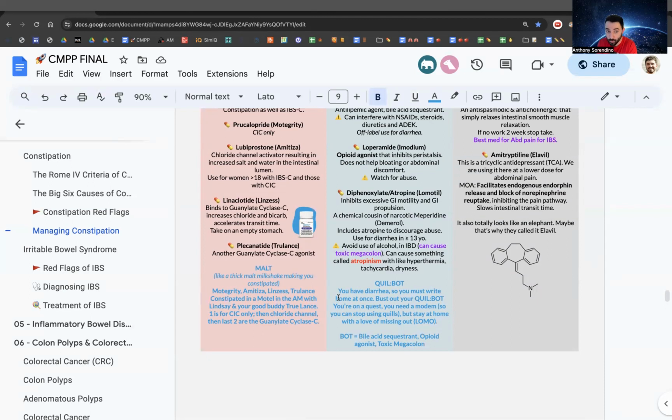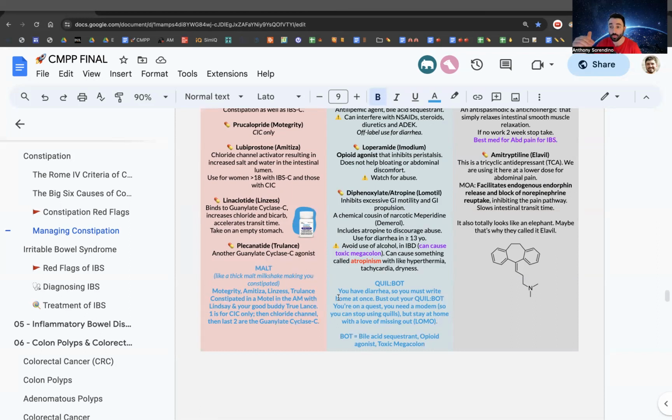AM in the morning is going to be Amitiza. Lindsay is going to be Linzess. And then Trulance, your good buddy Trulance, is Trulance. Just remember, those are ordered in a very specific order. The first one is the simplest. It's just for chronic idiopathic constipation. The final three are for CIC and IBS-C.